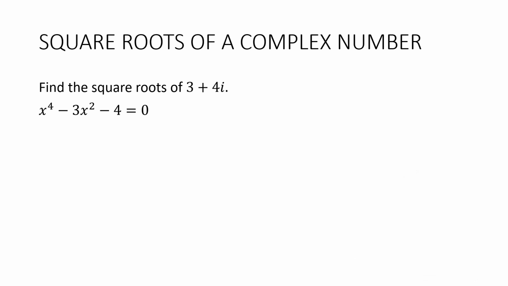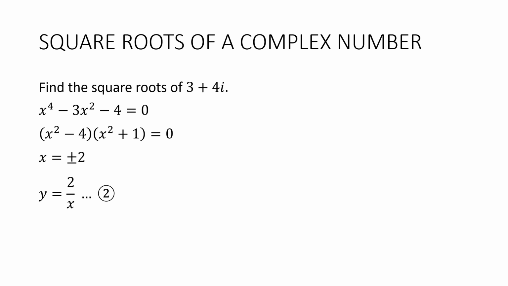And we can factorize this equation. x squared minus 4 multiplied by x squared plus 1 is equal to 0. When I solve, I get x is equal to plus or minus 2. I don't need to solve x squared plus 1 equals 0 because that would result in imaginary answers, plus or minus i, and x is real.